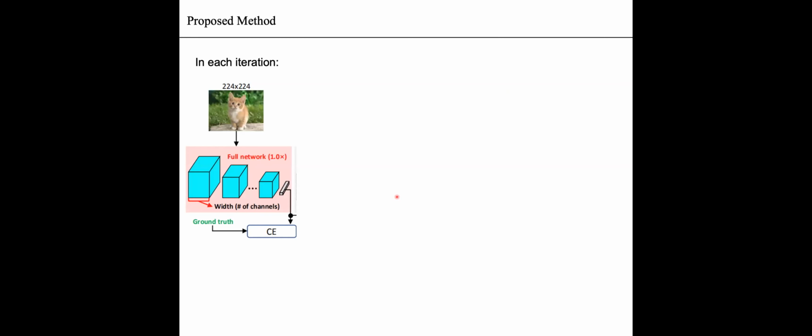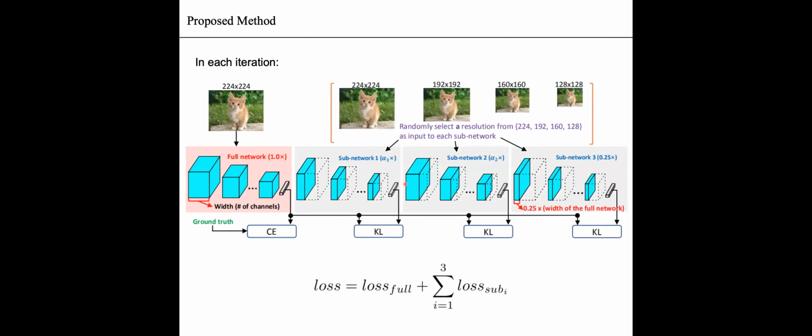To do so, here I show the overview of the proposed method, the mutual net. In each iteration, we will have a full network. By full network, I mean the width ratio is 100%. This full network will be fed with the original input resolution, 224 by 224. At the same time, we will also generate subnetworks. In this particular example, I show 3 subnetworks.